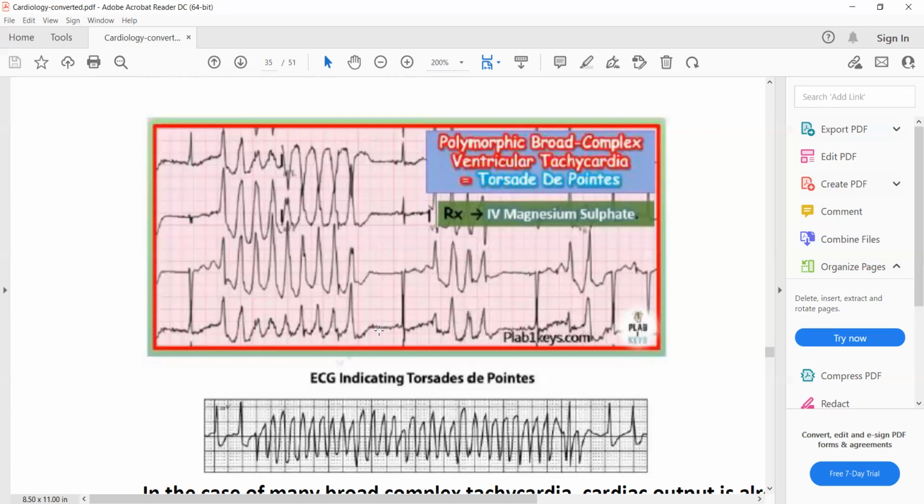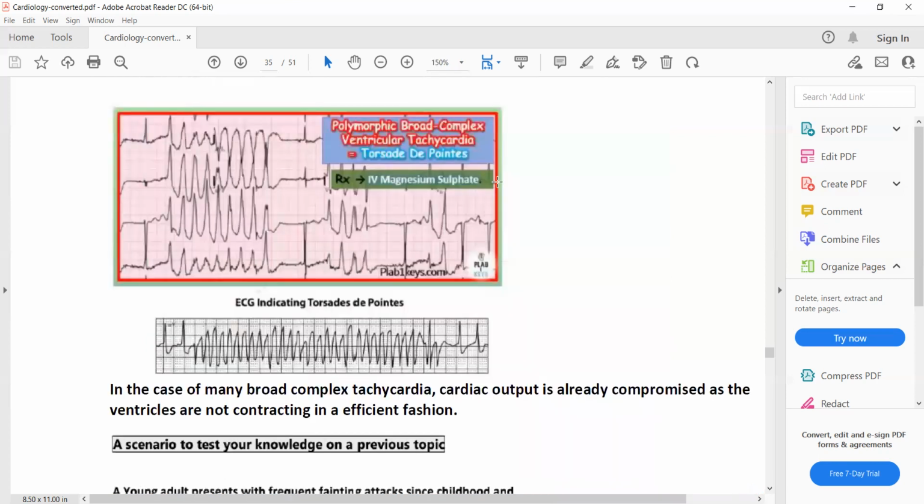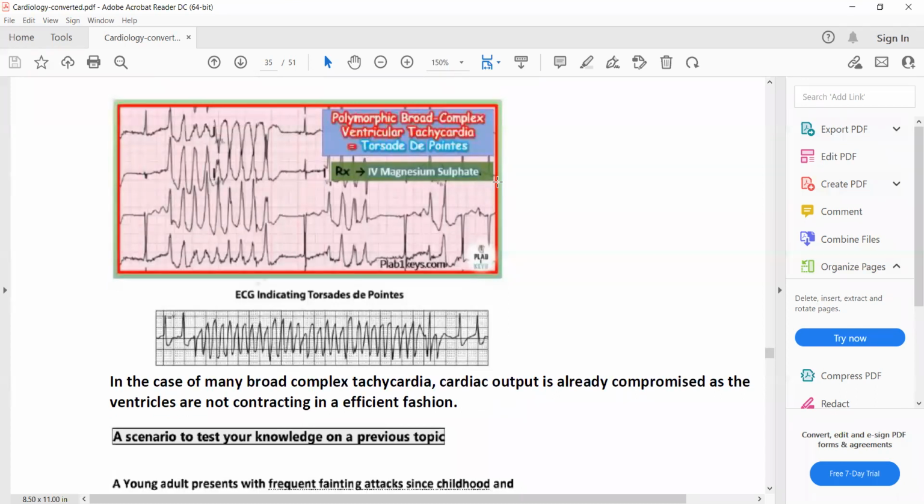And the normal QT interval is 430 to 450 milliseconds. So a QT interval of more than 450 milliseconds is a long QT interval.